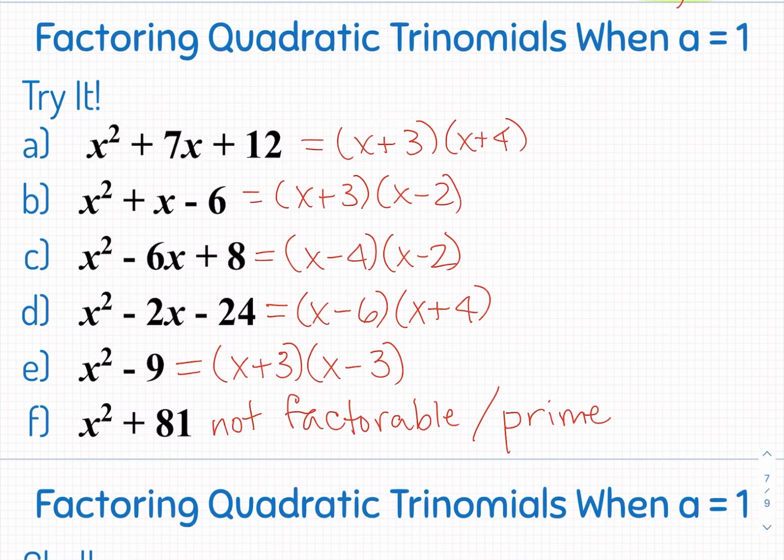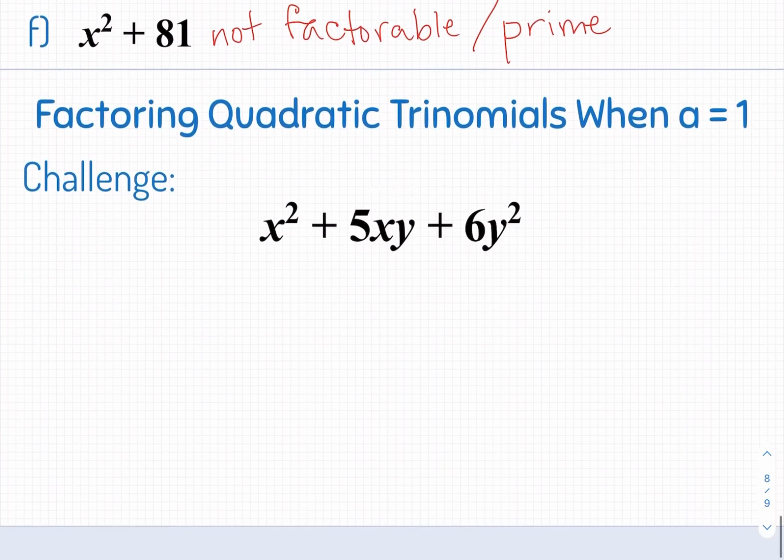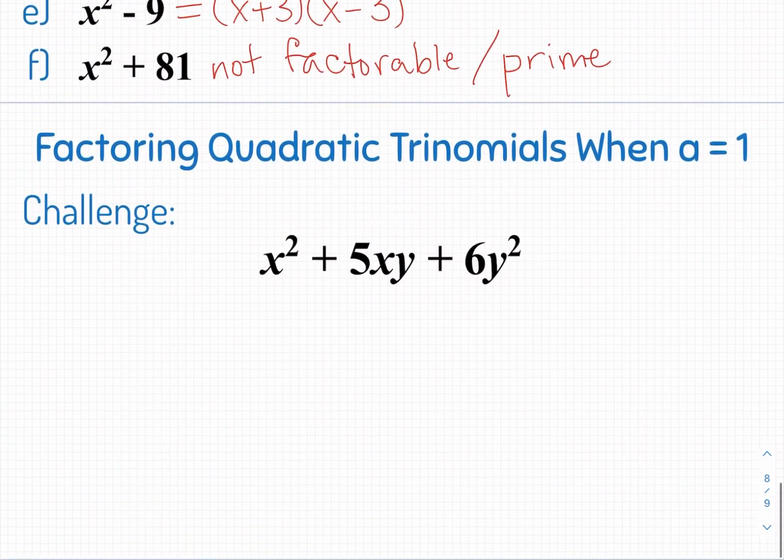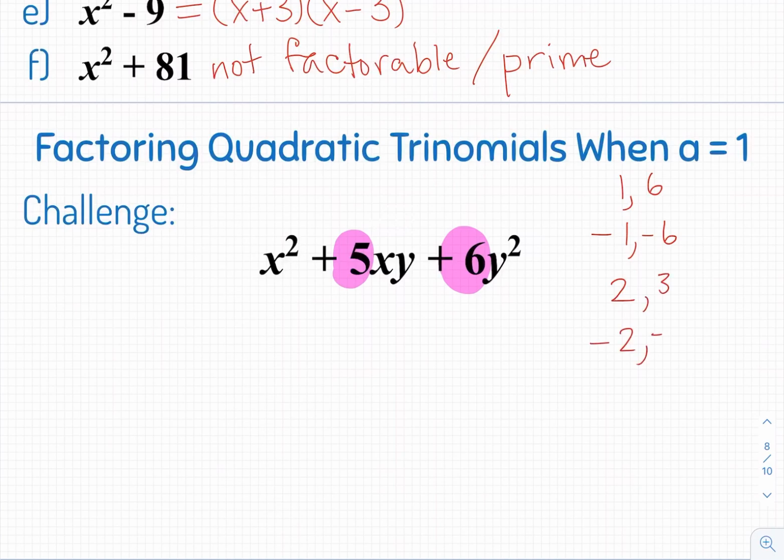So I've got a challenge problem here at the end. It's a fancier quadratic. It has both x's and y's. This often makes kids panic, but you don't need to panic. You're still breaking it down like you were before. What are factors of 6 that add to equal 5? So factors of 6 that add to equal 5: 1 and 6, negative 1 and negative 6, 2 and 3, negative 2 and negative 3. So we know out of those options, it has to be 2 and 3.